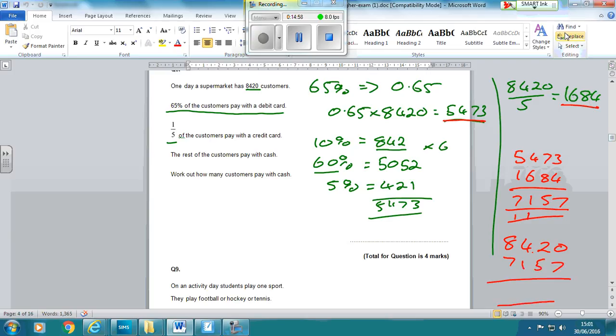So 0 take away 7 we can't do, so we make that a 1. 10 take away 7 is 3. 1 take away 5 we can't do, so we borrow from that one, make it 11. So 11 take away 5 is 6. 3 take away 1 is 2. 8 take away 7 is 1. So 1,263 people, and they pay by cash.